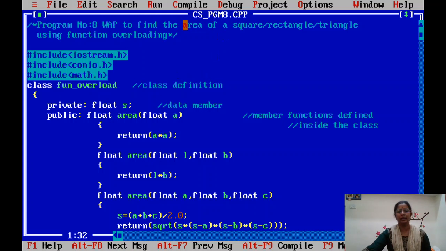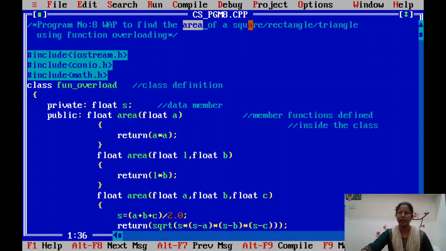What is the common word here? Area is common, with three different geometrical terms. That means, what is function overloading? The same function name is used for more than two functions, but those functions differ in number of arguments. Here, area is a common name to find the area of different geometrical shapes.